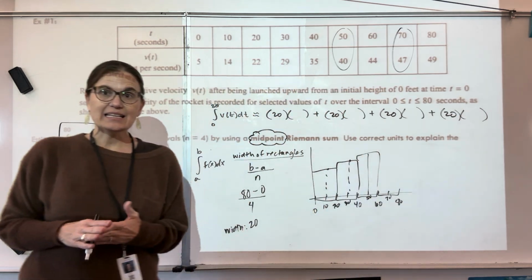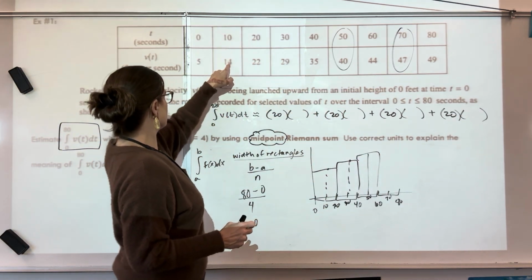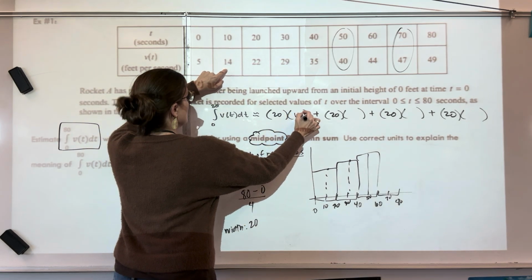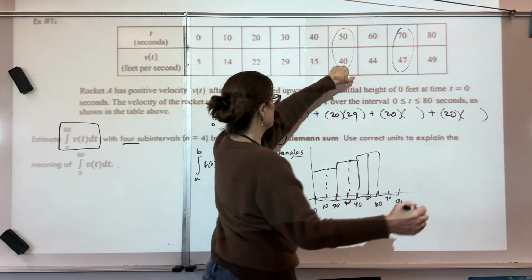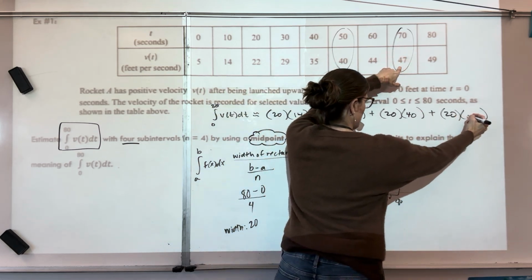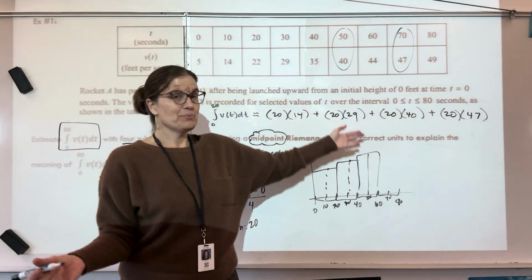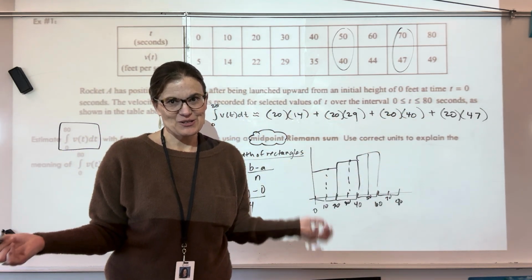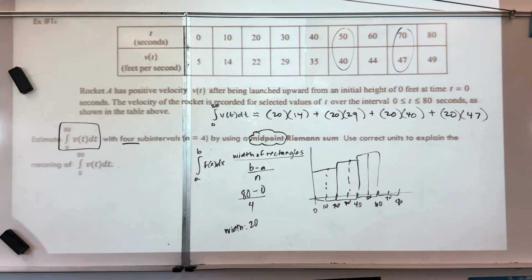And then for the height, because it was a midpoint Riemann sum, I'm going to use the height at 10, which was 14. And then the height at 30, which was 29. The height at 50, which was 40. And the height at 70, which was 47. Now remember, in this class, that setup is perfectly fine for your final answer. You don't have to calculate the actual numbers. Let me look at the answer key and find out what the actual numbers were.